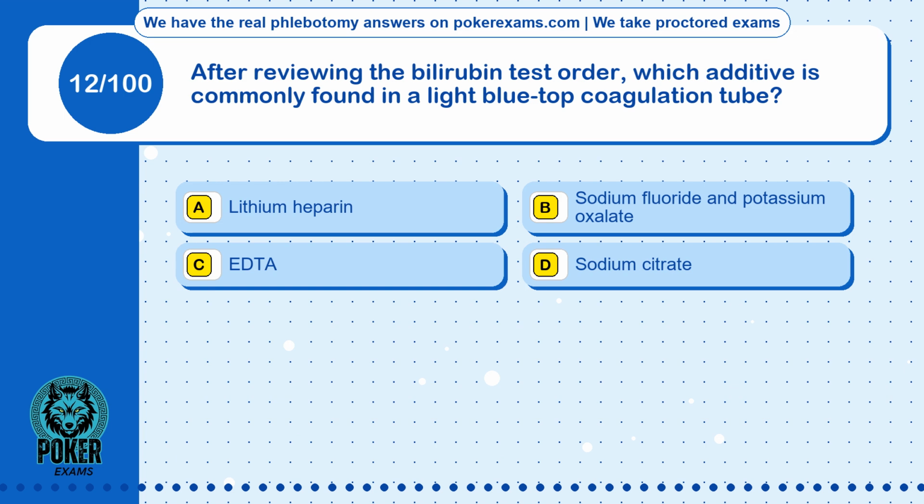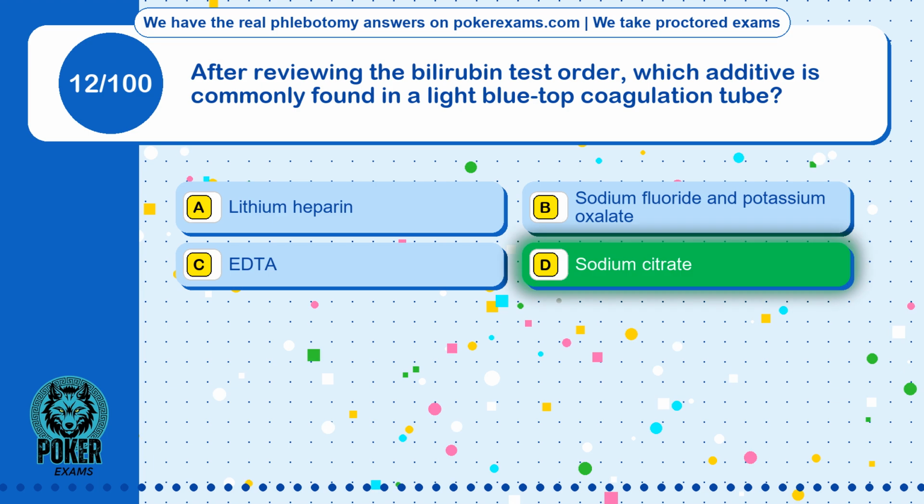Question 12. After reviewing the bilirubin test order, which additive is commonly found in a light blue top coagulation tube? Option A, lithium heparin. Option B, sodium fluoride and potassium oxalate. Option C, EDTA. Option D, sodium citrate.